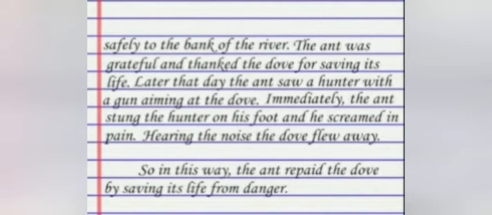Later that day, the ant saw a hunter with a gun aiming at the dove. Immediately, the ant stung the hunter on his foot and he screamed in pain. Hearing the noise, the dove flew away. So, in this way, the ant repaid the dove for saving its life from danger. That's all about the story writing.